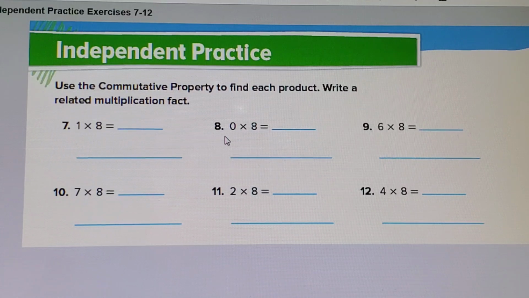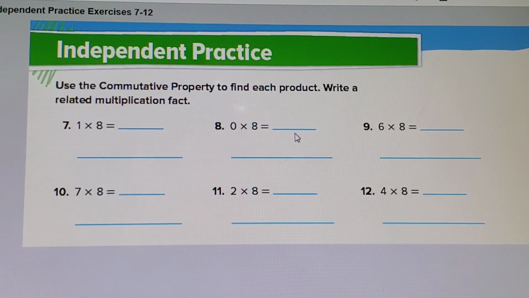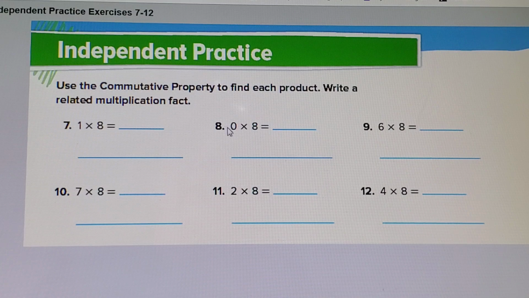On number 8, 0 times 8 equals 0. So you'd switch these two factors around, and now it will say 8 times 0 equals 0. 6 times 8 equals 48. And now you'll switch these two factors around and write 8 times 6 equals 48.